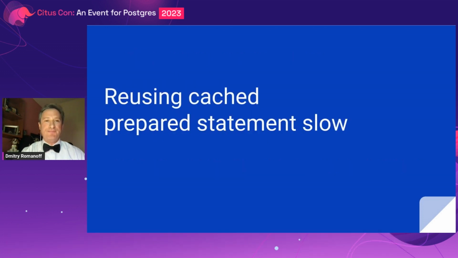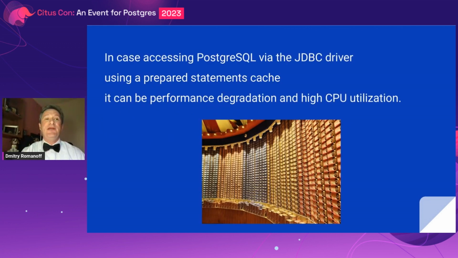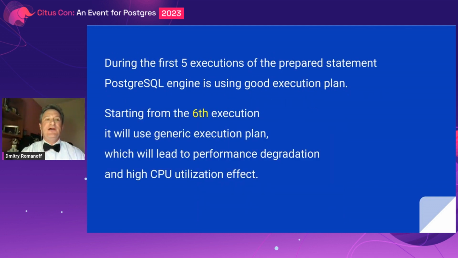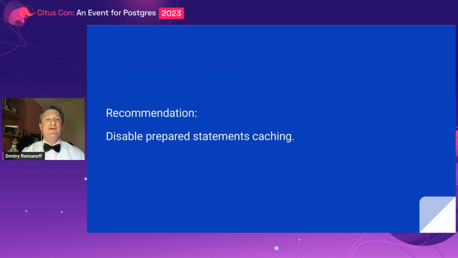Reusing cached prepared statements flow. In case of accessing Postgres via the JDBC driver using a prepared statement cache, there can be performance degradation and high CPU utilization. During the first 5 executions of the prepared statement, the Postgres engine is using a good execution plan. However, starting from the 6th execution, it will use a generic execution plan, which will lead to performance degradation and high CPU utilization. Recommendation: disable prepared statement caching.